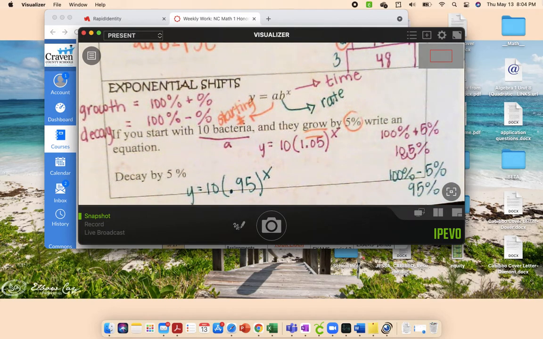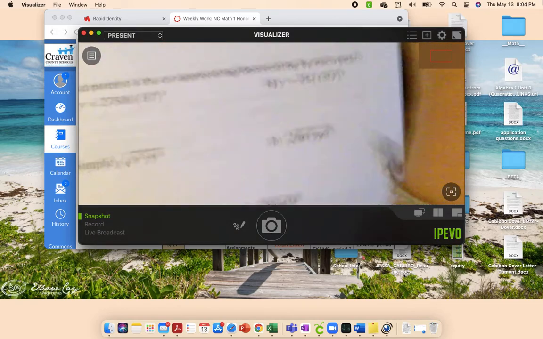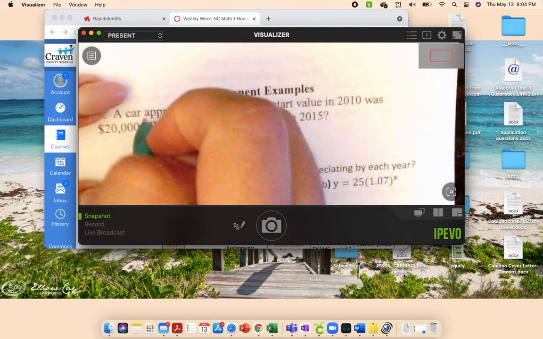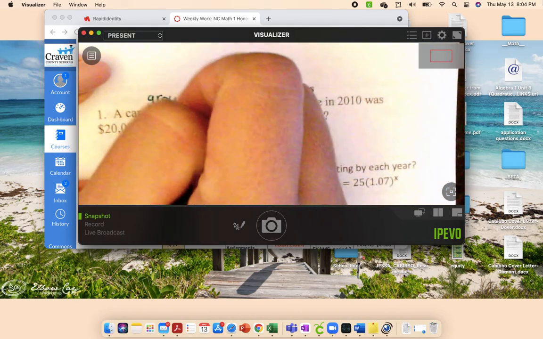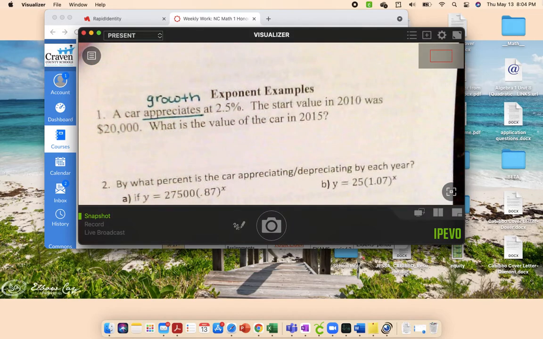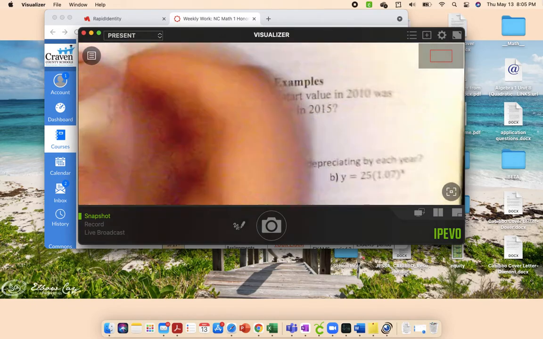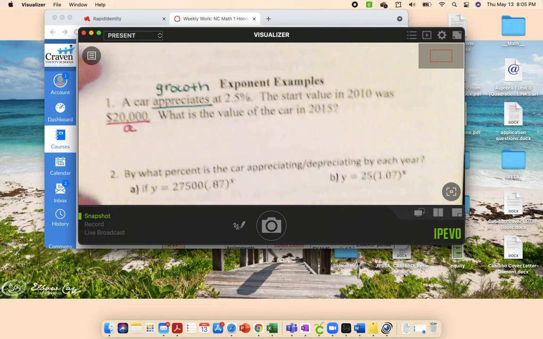All right, let's go ahead and take a look at our examples. Our first one, a car appreciates. Here's going to be a little bit of vocabulary. We need to understand that appreciates is increased, so this is a growth problem, at 2.5%. The start value in 2010 was $20,000. So this right here is telling me my starting value, which we're going to call A. And it's asking me what is the value of the car in 2015.